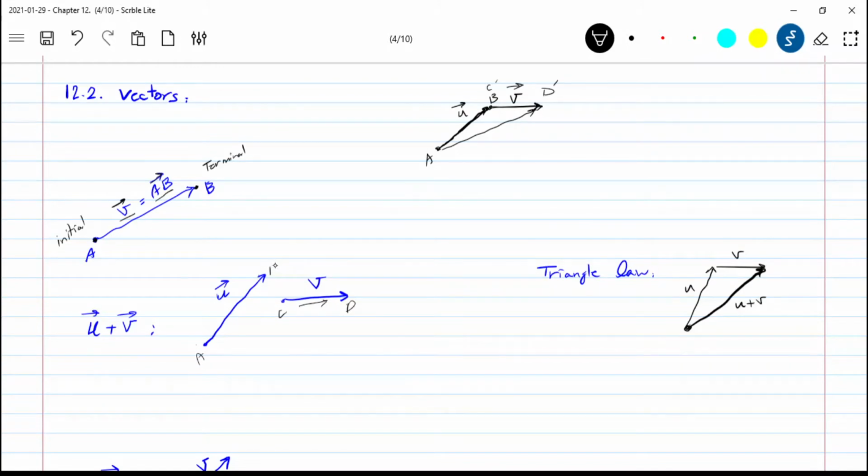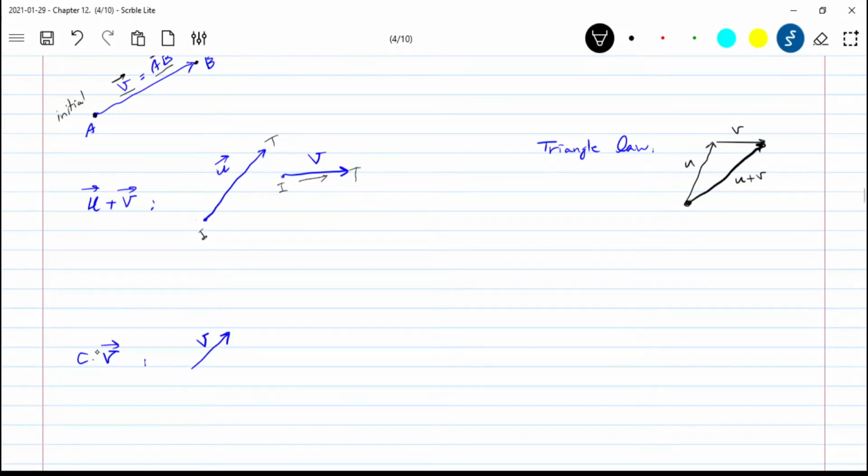I should have ignored the names and said from initial to terminal, initial to terminal. So you go from the initial of U to its terminal state, then from the initial of V, you go to the terminal state. Where you end up is basically the result of this summation, the sum of 2 vectors. So graphically, we should know that our result is U plus V, which is connecting the initial of U to the terminal of V.